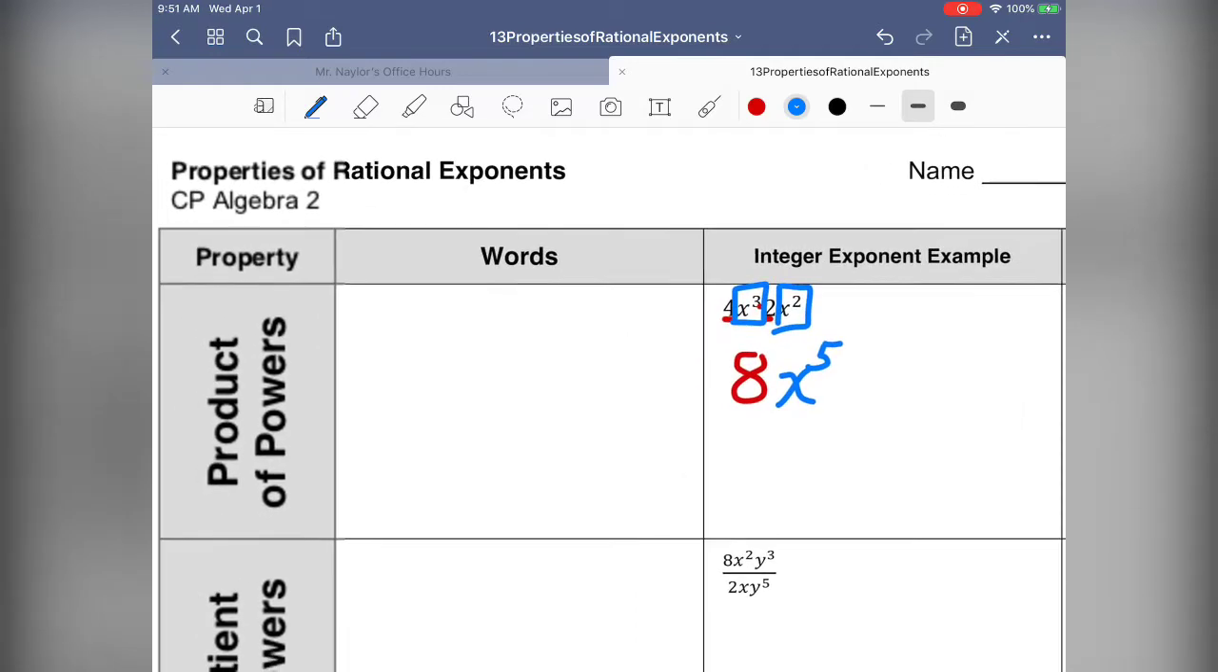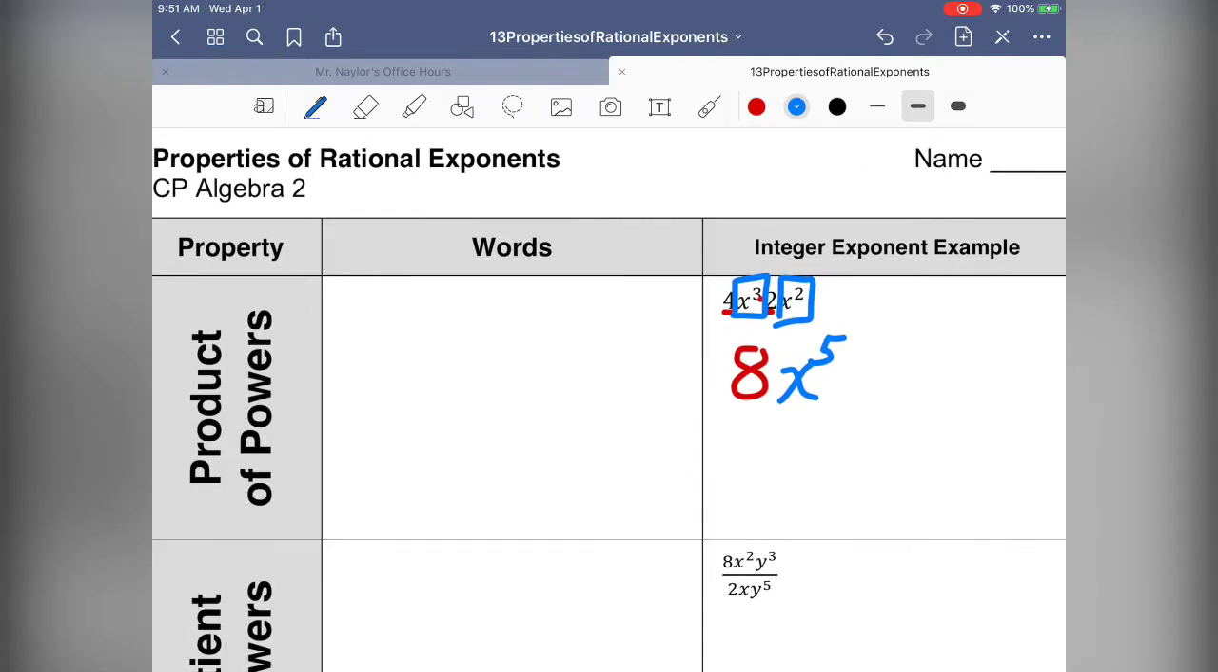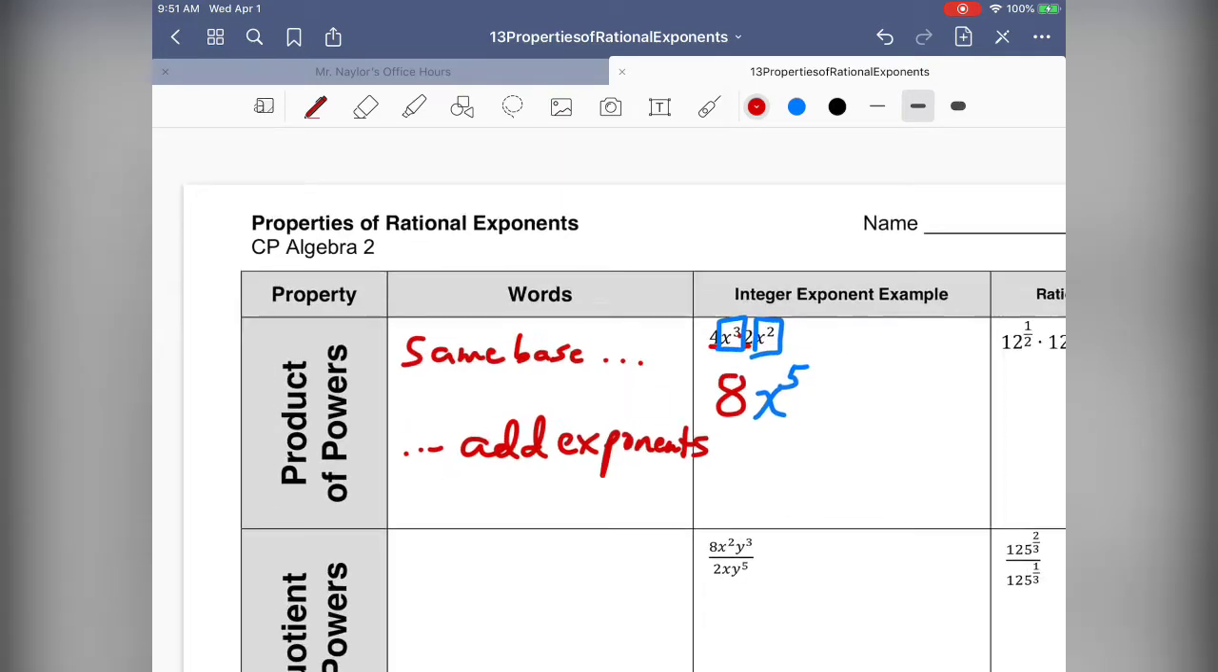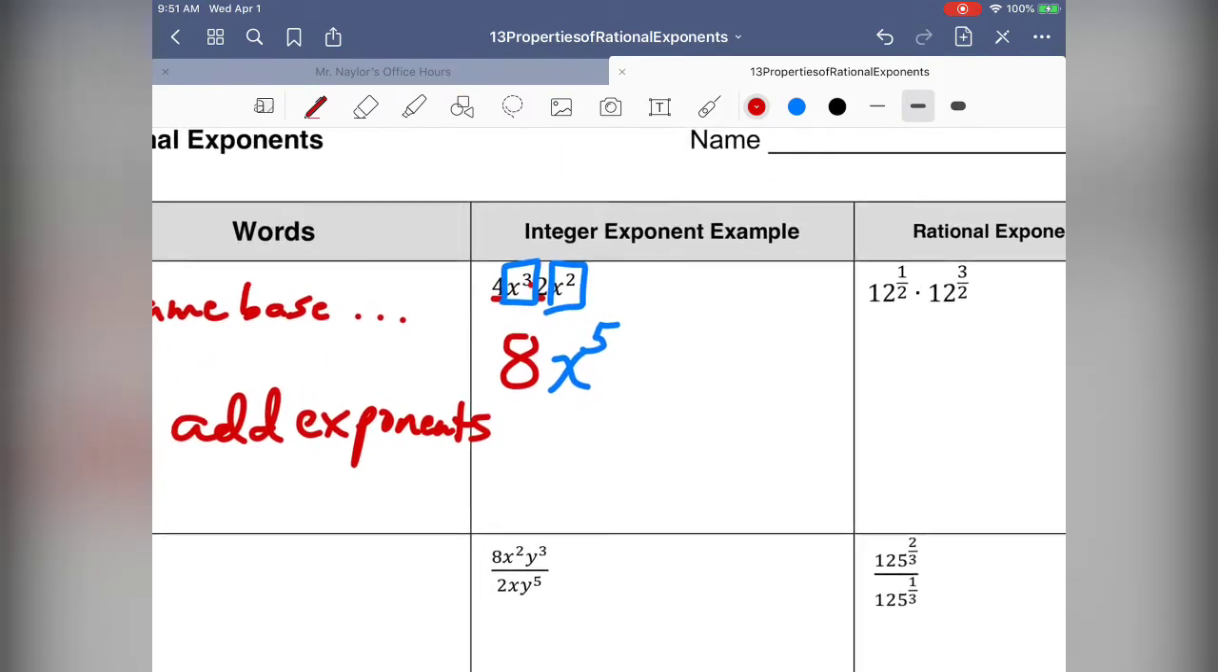Now, what's happened in this problem is that we have had a product of powers. In other words, we've had a multiplication problem. And whenever you have a multiplication problem that has the same base, so the bases have to be the same, in this problem the x's were the same, then you're going to add the exponents. You're going to add the exponents. And this is something that you've always done when the bases are the same. You add the exponents. So we have x to the fifth.